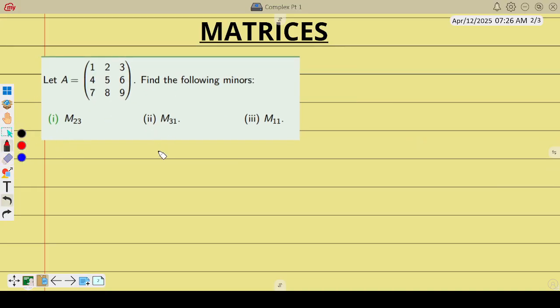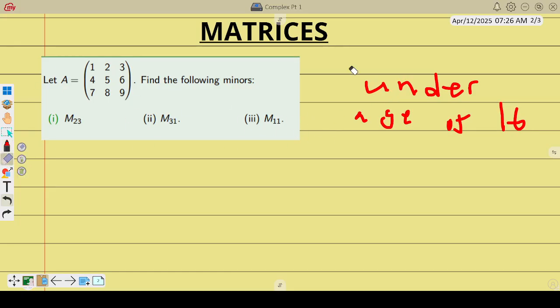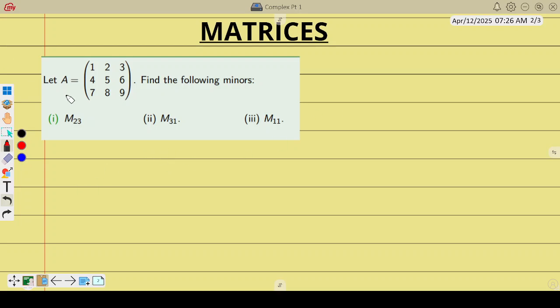So this is minor, meaning that this matrix is under the age of 16. Yeah, so this is the minor of a matrix. It means that a matrix is under the age of 16. Yeah. Oh, and don't take that serious.